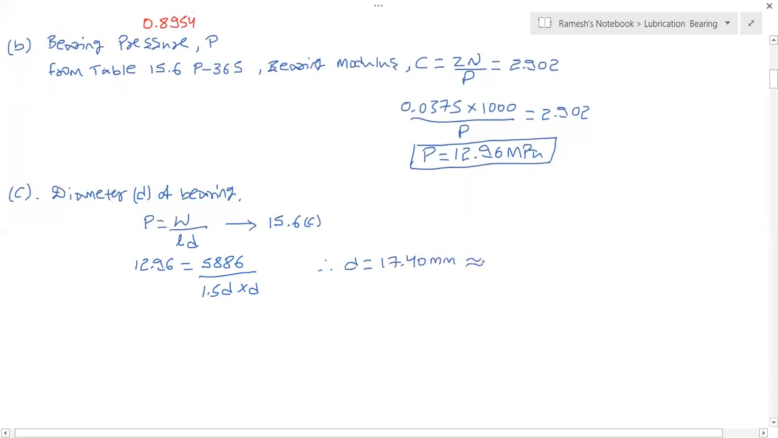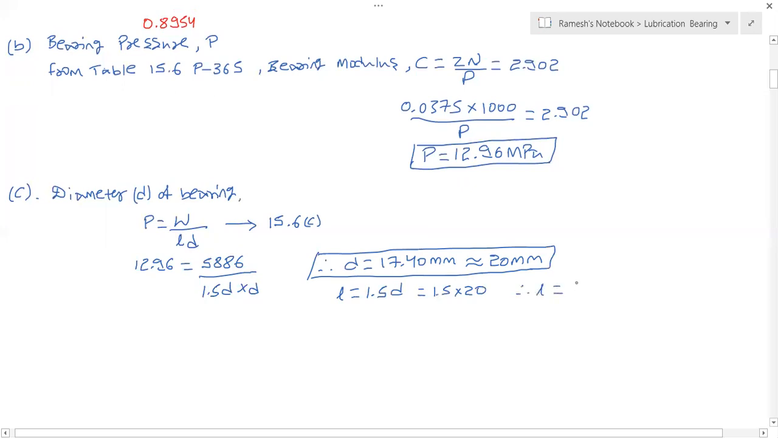I will round it off to 20 mm. This is the diameter of the bearing. Once you get the diameter of the bearing, I can easily get the length. The length is given, it is 1.5 times D. Substitute the value of D, which is 20. Therefore, the length will be 1.5 into 20, which is 30 mm. This is the length and the diameter of the bearing.